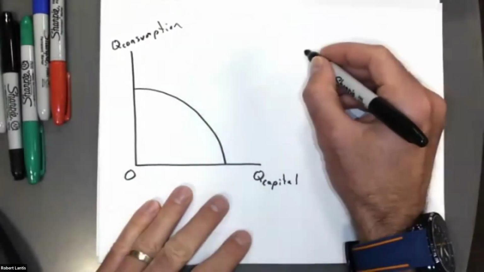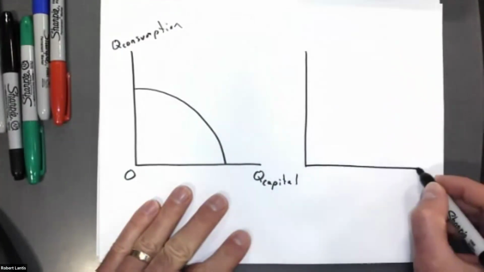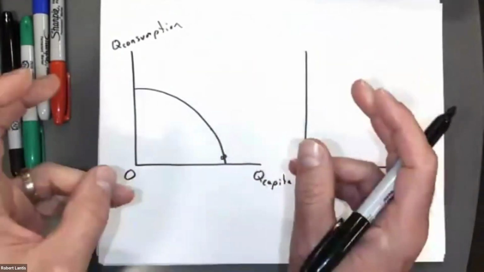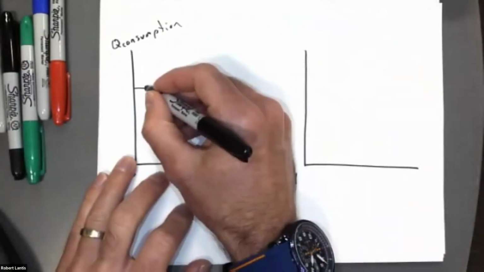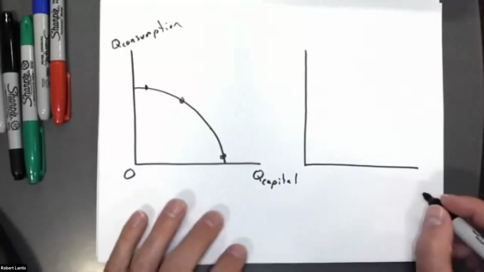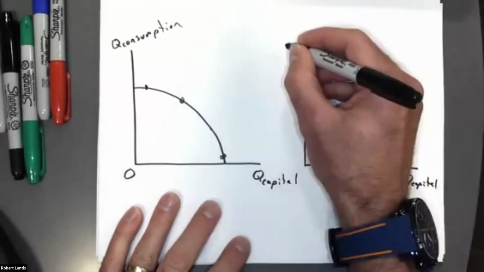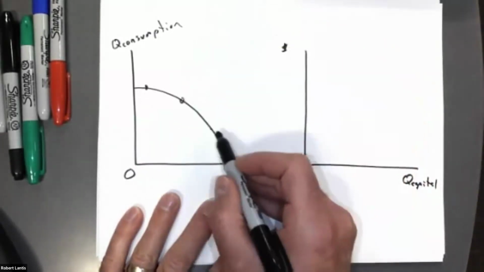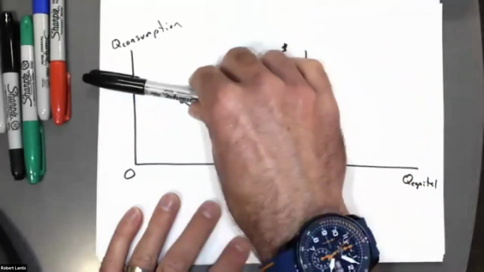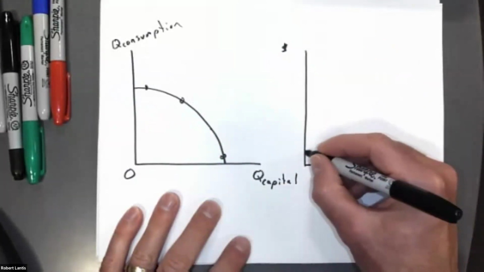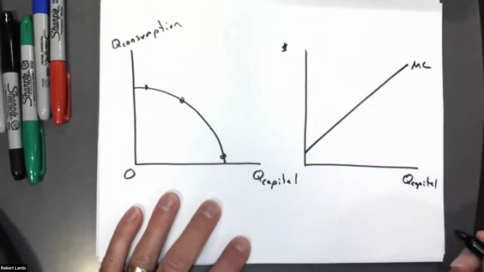We could then think about, all of these points are production efficient. Which point is allocatively efficient? Or how much should I be investing into these capital goods? Well, the slope of the production possibilities curve is still getting steeper and steeper, so my marginal costs are going up.